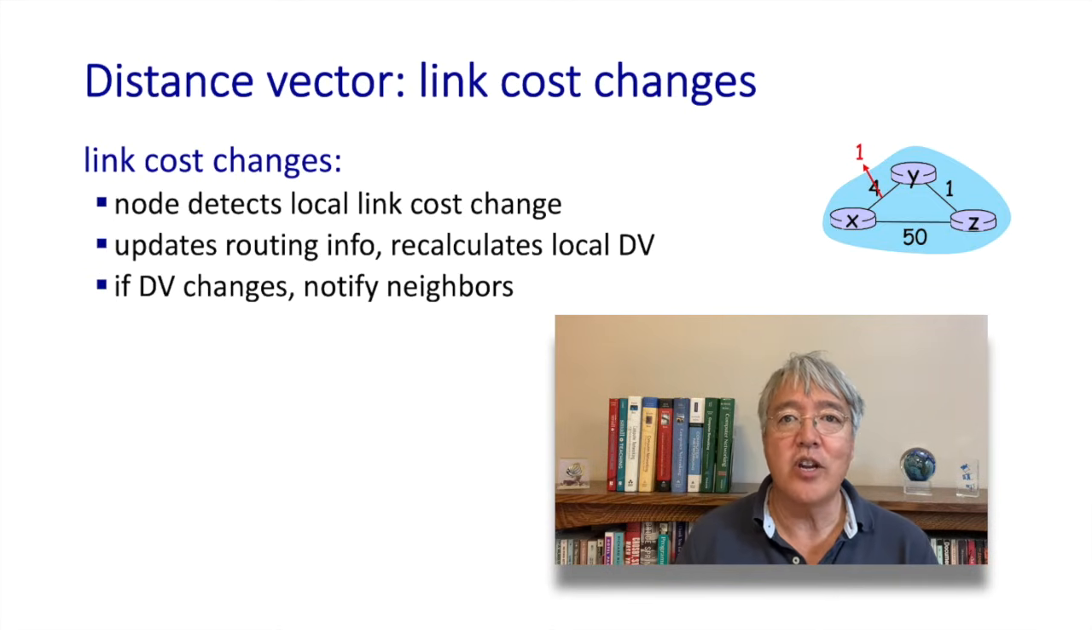A link cost change is noted. If I'm a local node, I note that local change. I recompute my local distance vector using the new local link costs as well as the old distance vectors that I have for my neighbors. And if my local distance vector is changed, once again, I just send it out to my local neighbors. So the algorithm's pretty much unchanged.